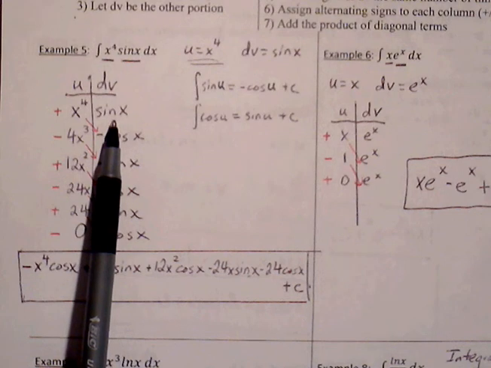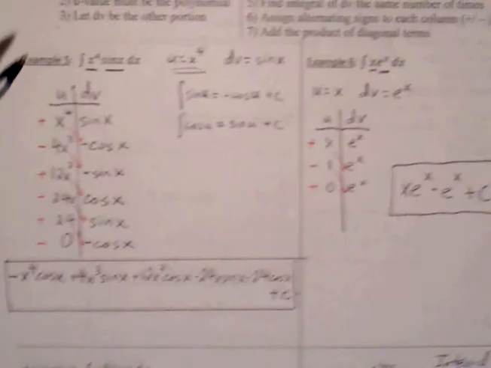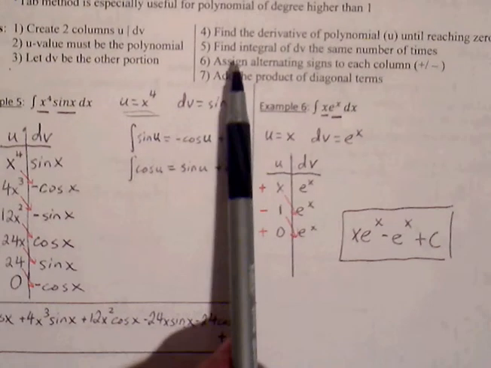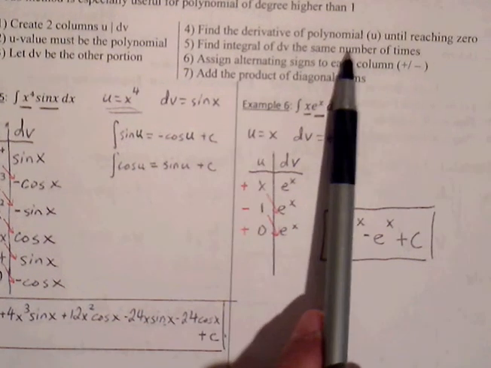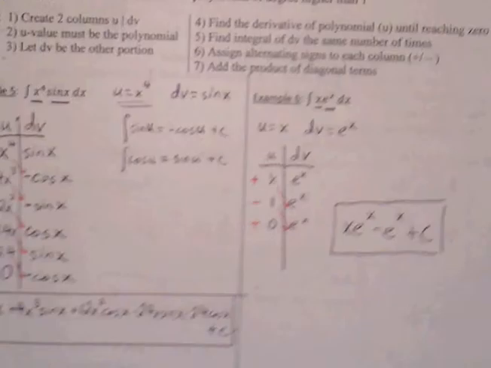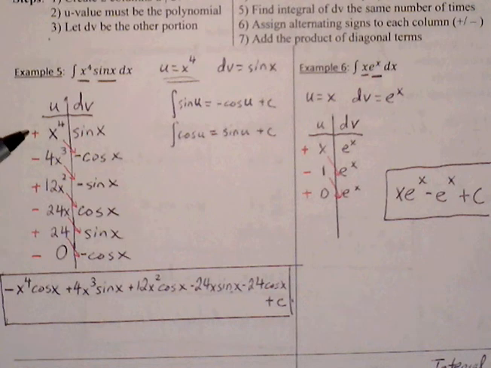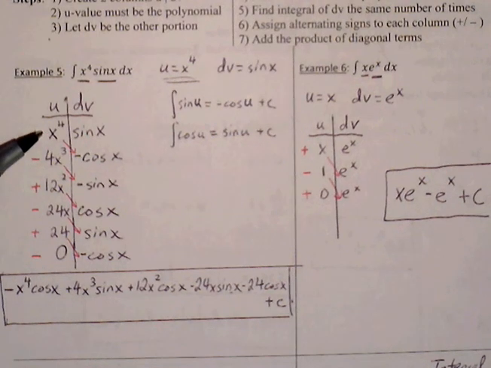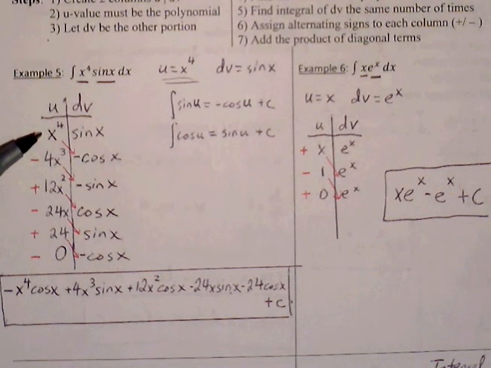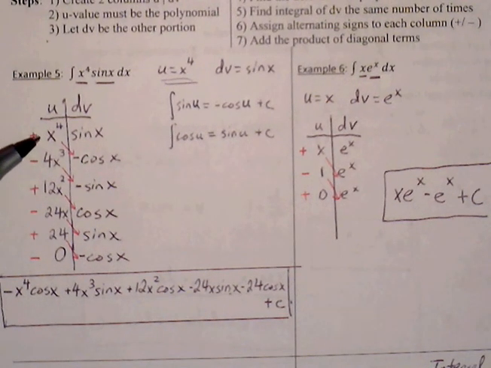Okay. Now the fourth step, find the derivative of the polynomial u until reaching 0. So we're starting off with x to the fourth. We're going to keep finding the derivative until we get to 0. And each time we find the derivative, we're going to write that value down. So x to the fourth becomes 4x cubed.